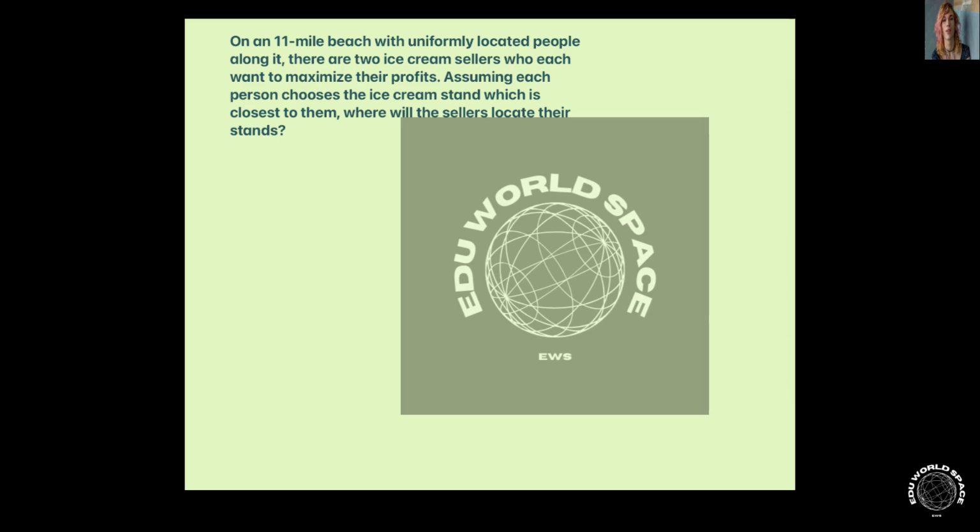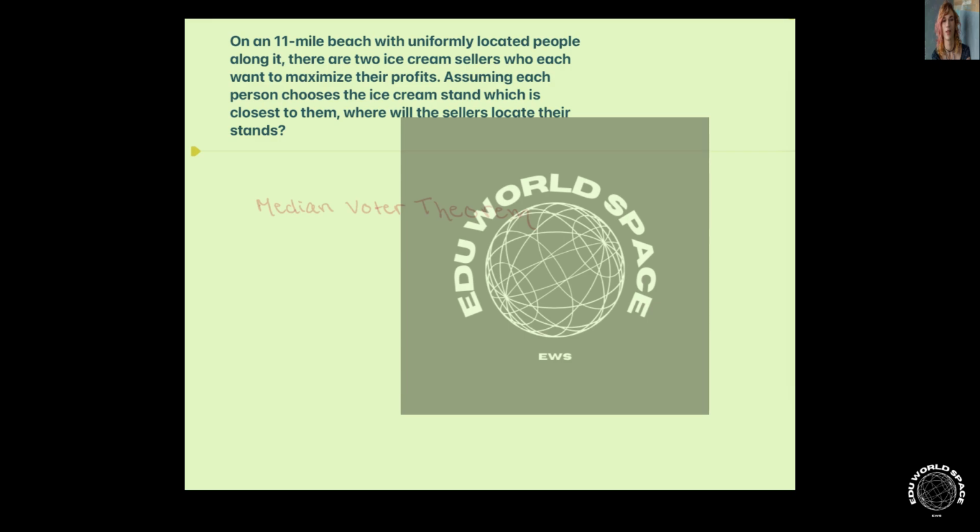Here we're working with what is known as the median voter theorem. And we're going to be able to answer this question under this understanding of the median voter theorem. So we're looking at an example in which we have an 11-mile beach, which has people uniformly located along it. And there are two ice cream sellers on this beach, each of whom wants to maximize their profits.